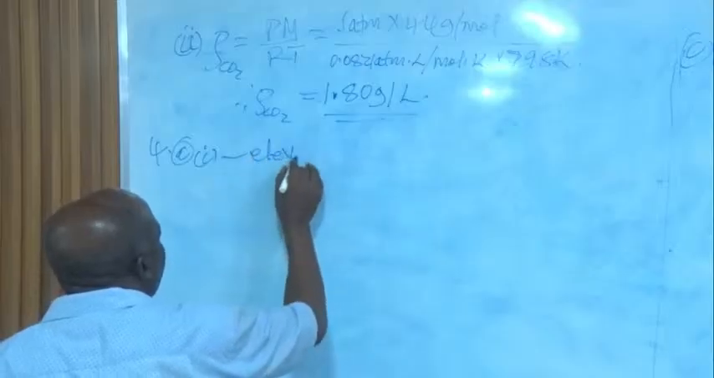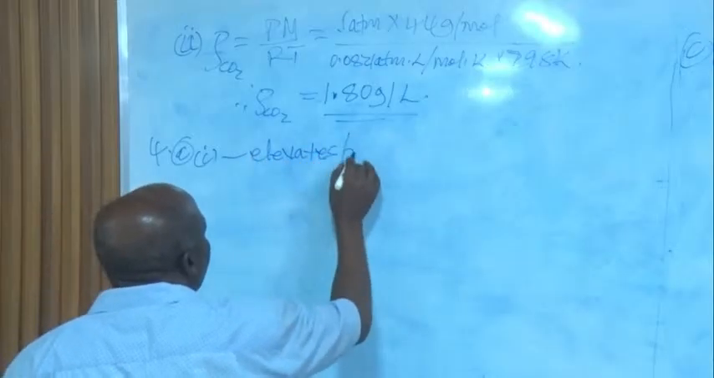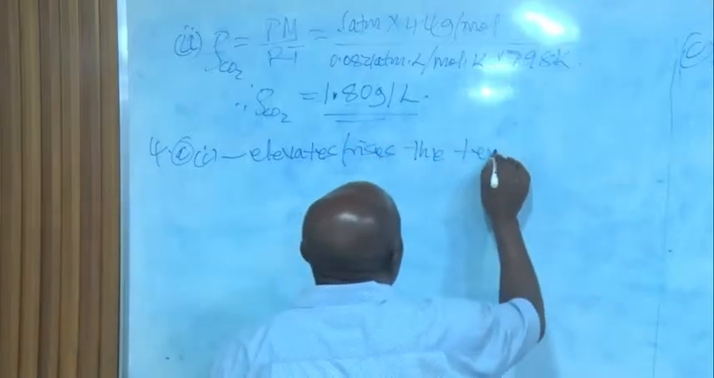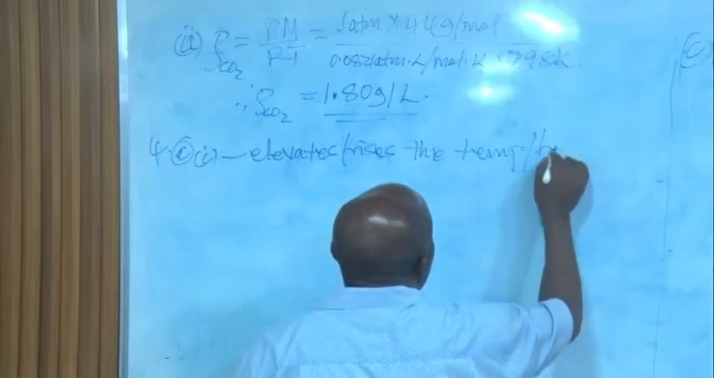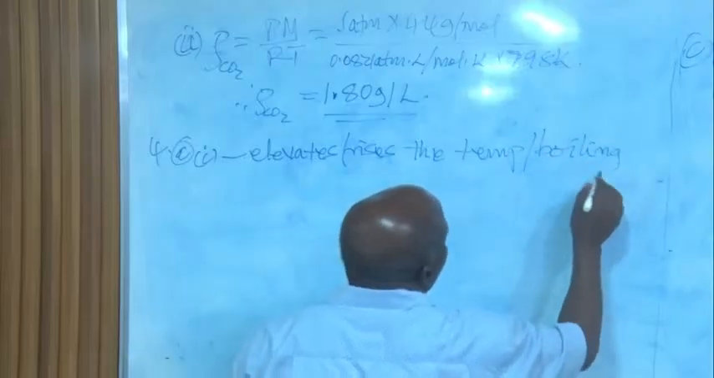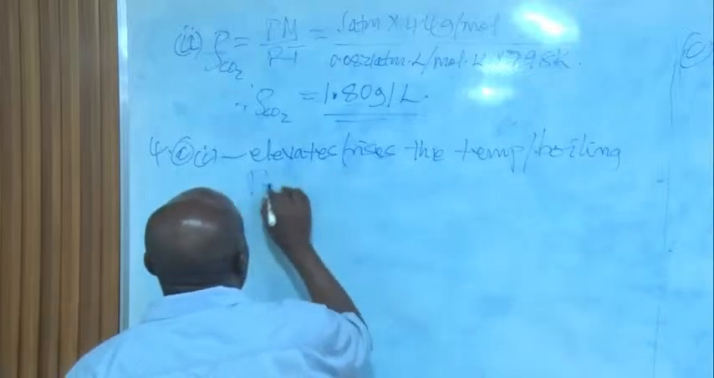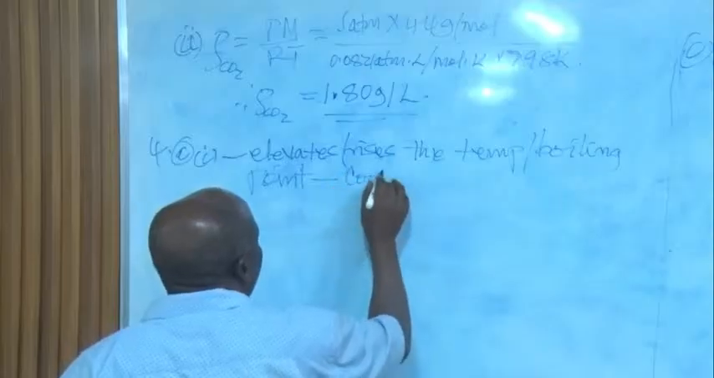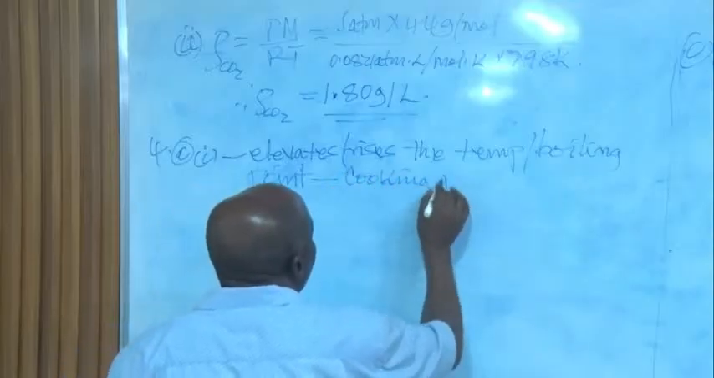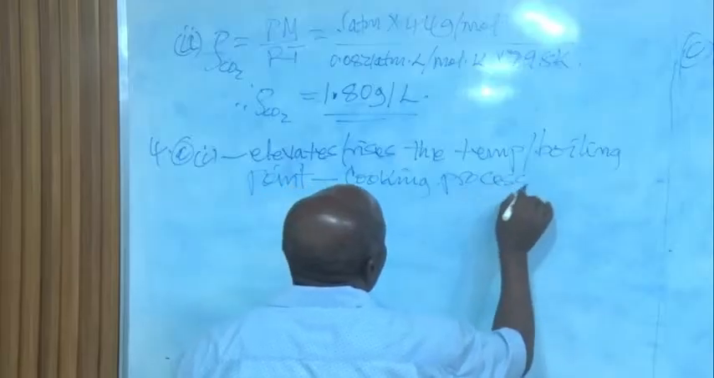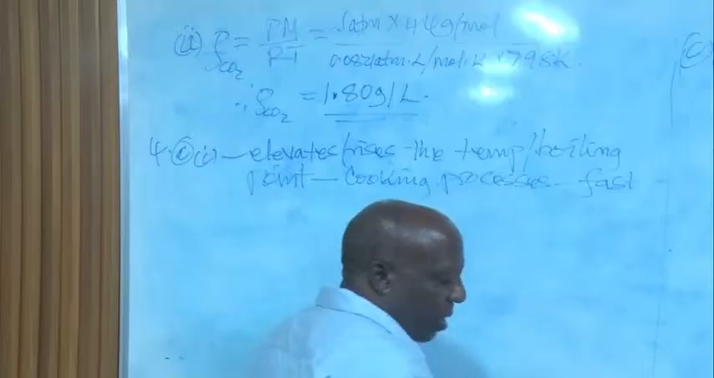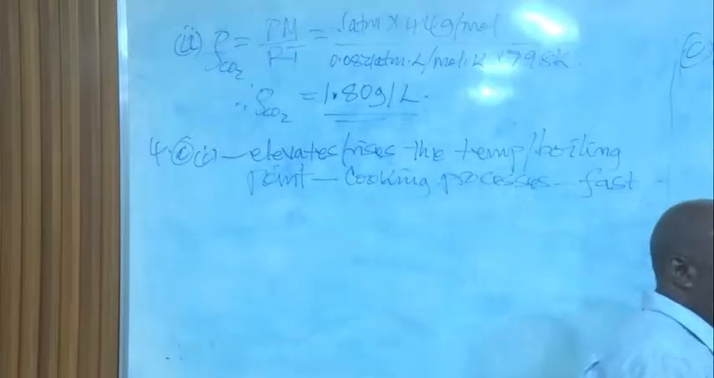it elevates or raises the temperature of the boiling point. As a result, the cooking process will be fast. So by lowering of vapor pressure, normally it raises the temperature.